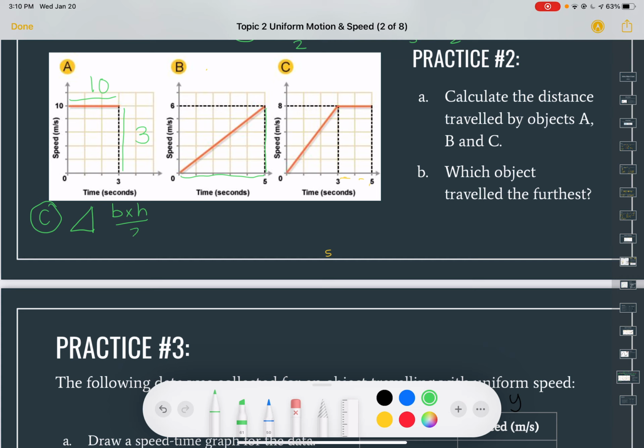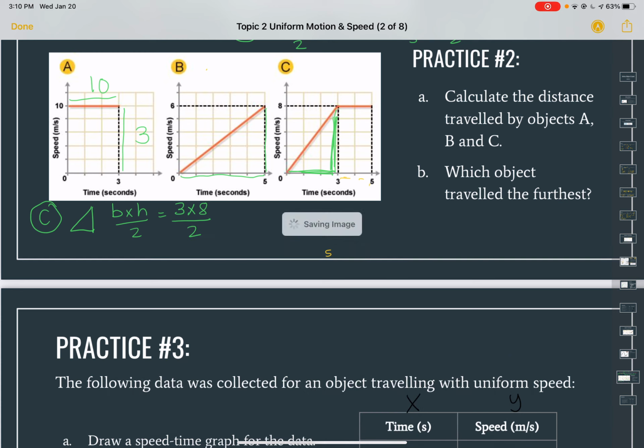So back to this base times height divided by 2. For our triangle, we need to do our 2 sides and then divide it by 2. So we've got 3 on one side, and the height of it is 8. So 3 times 8, and then divided by 2. So 3 times 8 is 24, and then 24 divided by 2 would give us 12 meters. All right, we're not done.